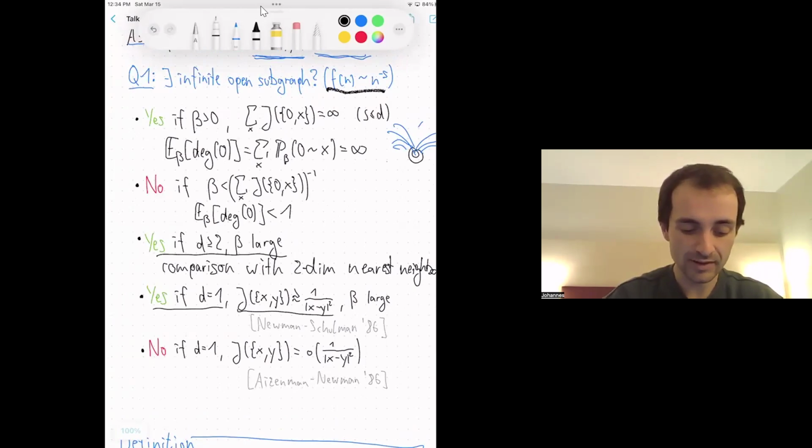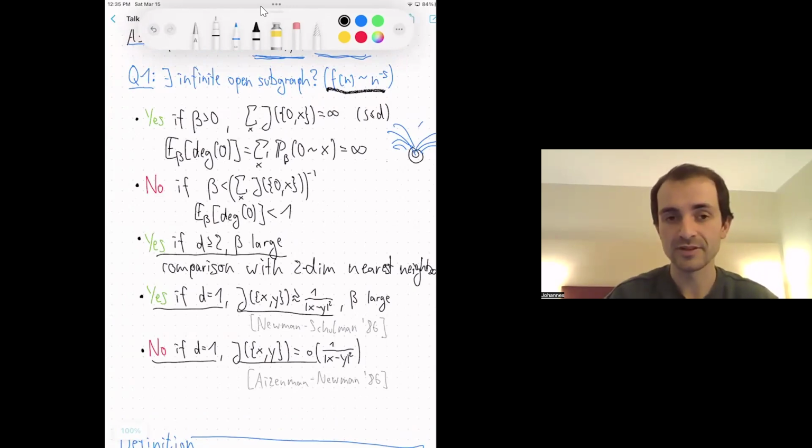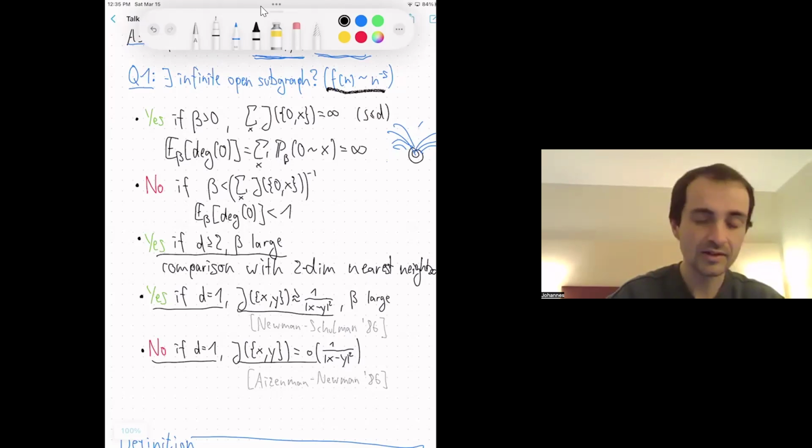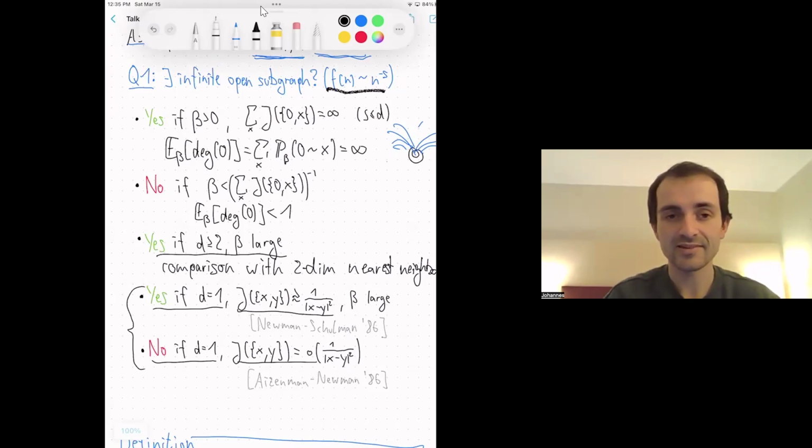If the dimension is 1 again and J of x decays faster than quadratically, then there's no infinite open cluster, no matter how large beta is. This result is due to Aizenman and Newman. This is quite interesting because this exactly characterizes in 1 dimension when we can have infinite open clusters and when we cannot. Also note that we have a 1-dimensional system, but we can still have these infinite open clusters, because we can use these long edges to make connections to infinity.